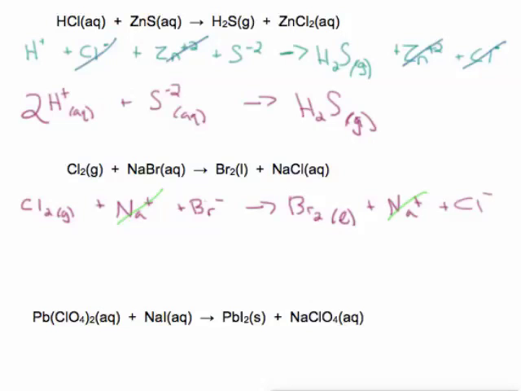is Cl2 as a gas plus bromide in an aqueous solution creating liquid bromine and aqueous chloride ions. And if we balance this, we put a 2 here and a 2 here.